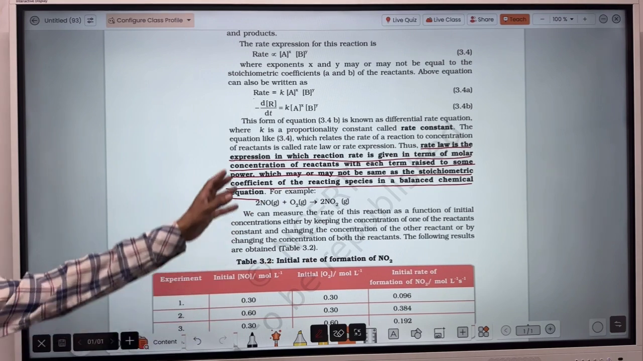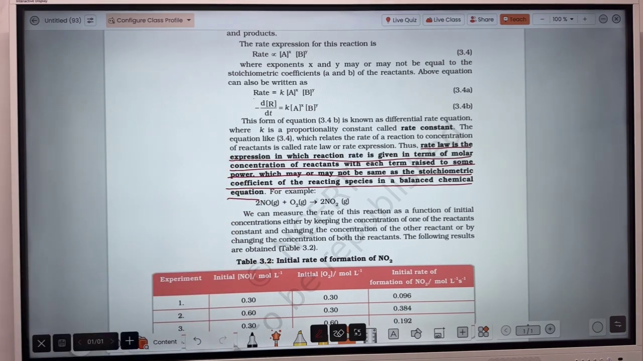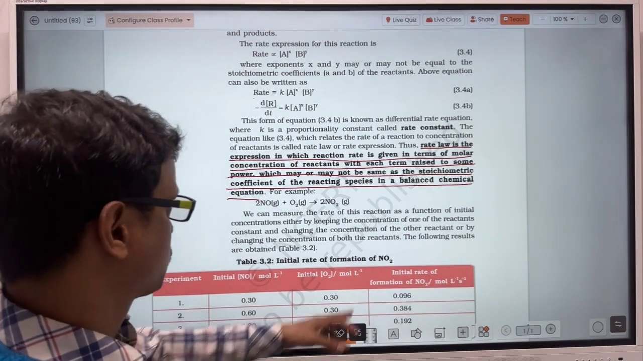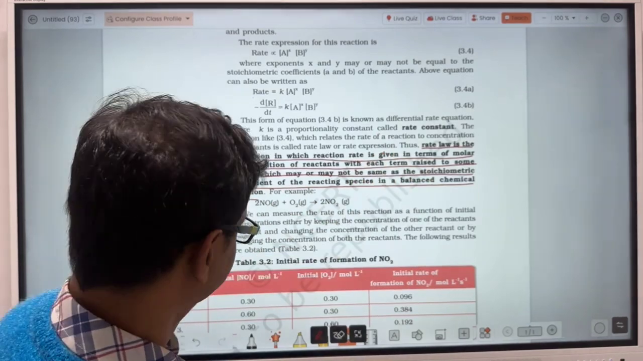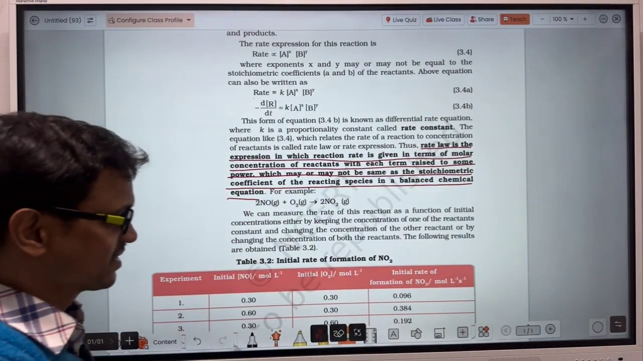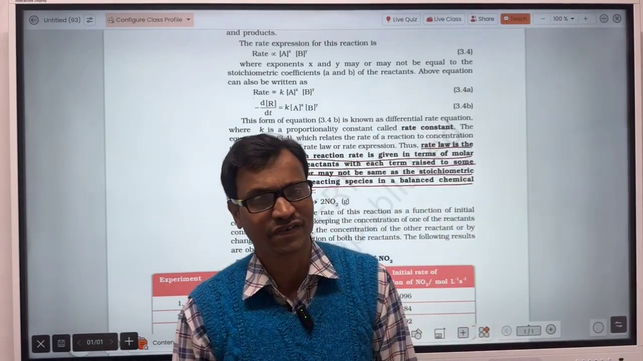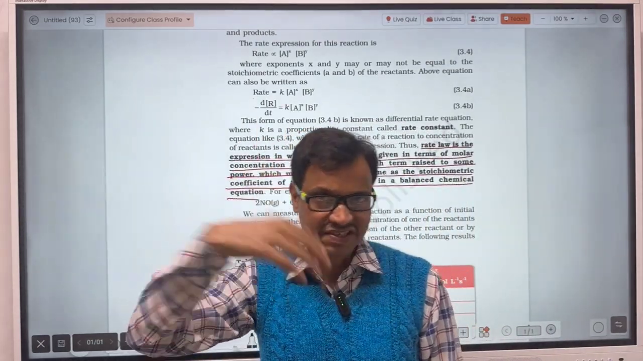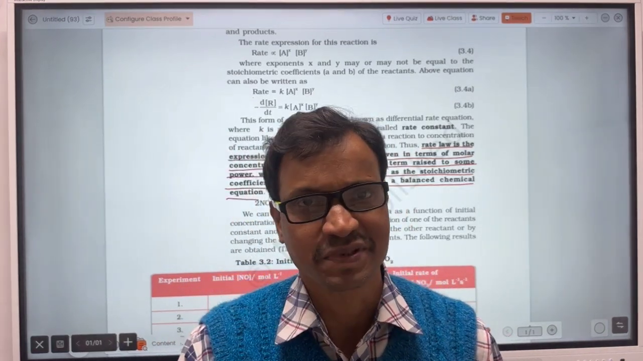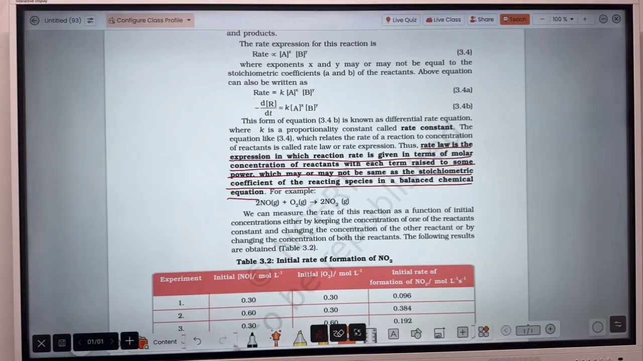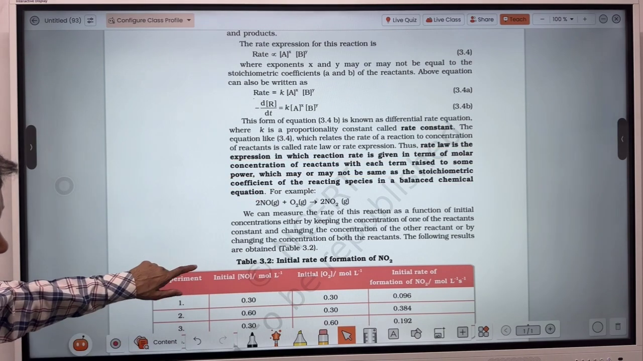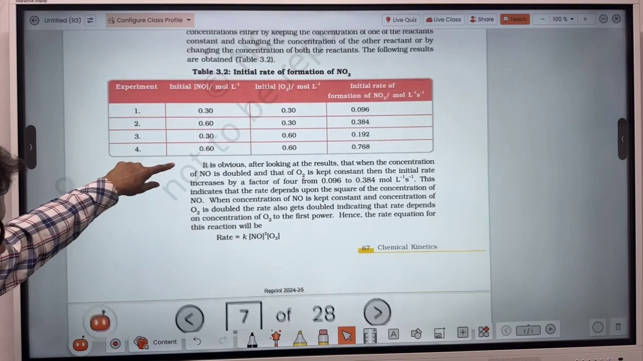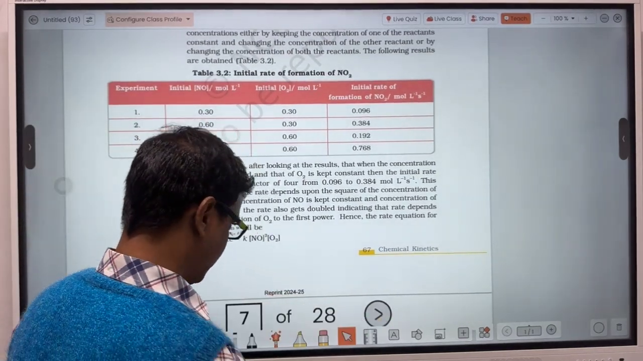So here it has been stated that the rate law expression may be the same or may be different from the stoichiometric coefficients of the reacting species. I have told you the balanced chemical equation is different and the rate law expression is different. That may be the same, may not be the same. The balanced chemical equation is based on the law of conservation of mass, while the rate law expression is based on experiment.